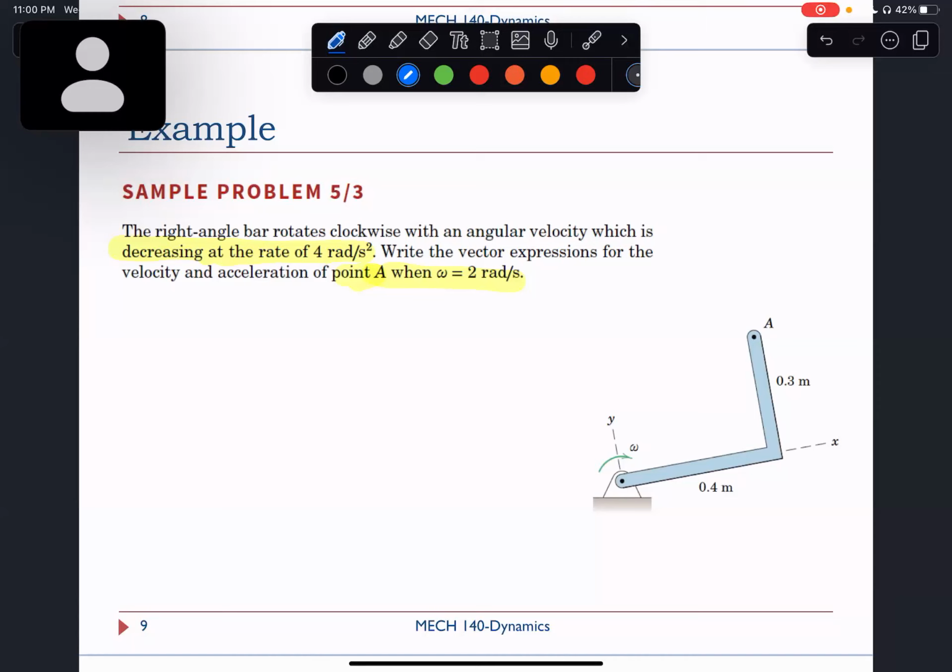So there's a right angled bar that rotates clockwise. So it's rotating like that about this point. And the omega, the angular velocity, is decreasing at a rate of 4 radians per second squared. It wants us to write the vector expression for the velocity and acceleration of this point when omega has a value of 2 radians per second.